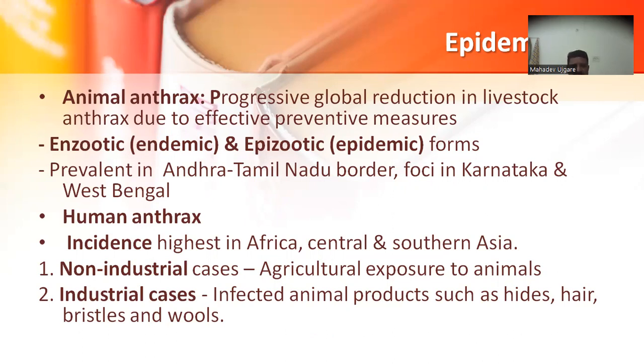How is it transmitted in industrial and non-industrial areas? In non-industrial cases, people's exposure is agricultural exposure to animals. Now, in industrial areas, it is through infected animal products such as hides, hairs, bristles, and wools.